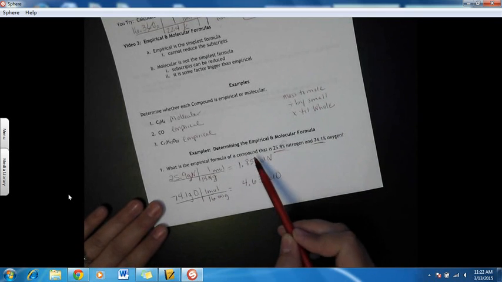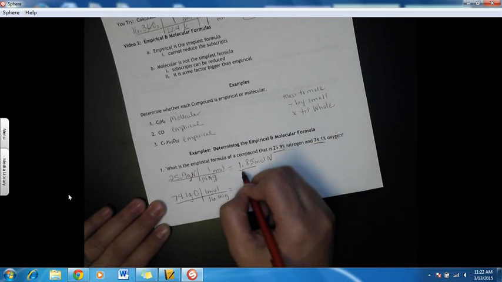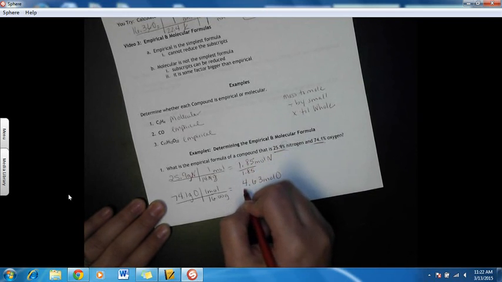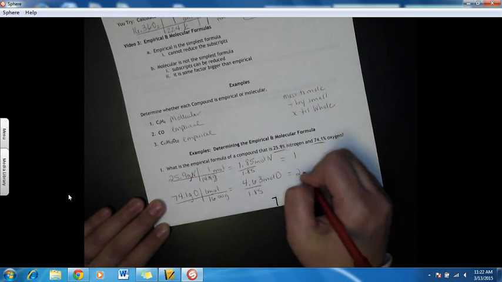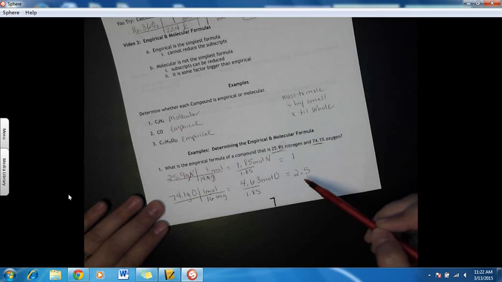And that's going to give us a ratio of nitrogen to oxygen. Since nitrogen is our smallest, we're going to divide by it, which tells us that we have 1 nitrogen and we have 2.5 oxygens. So that's our ratio, 1 nitrogen to 2.5 oxygens. We don't write formulas though as NO 2.5. We have to have whole number ratios.